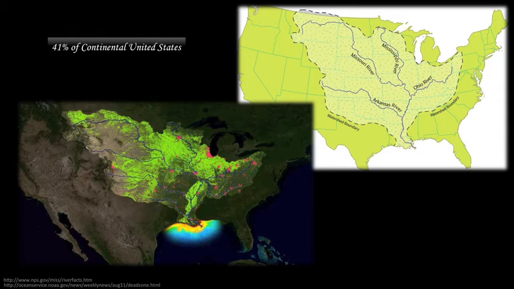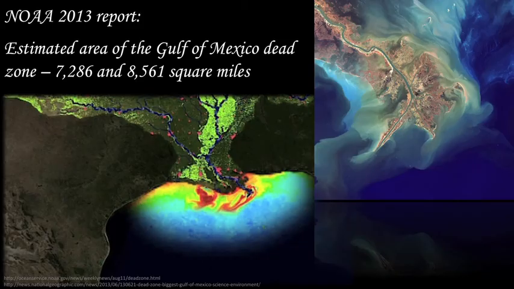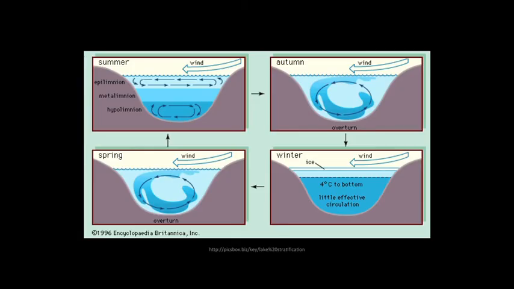Let's take a closer look at this colorful area at the bottom. According to NOAA, this area, this eutrophication zone, is between about 7,286 and 8,561 square miles wide. This is about the size of New Jersey. Having a dead zone this large, you can see how it affects the biodiversity and how it's a negative effect to the industries and the people in the area. Now, this is a seasonal thing. It doesn't happen all year round.